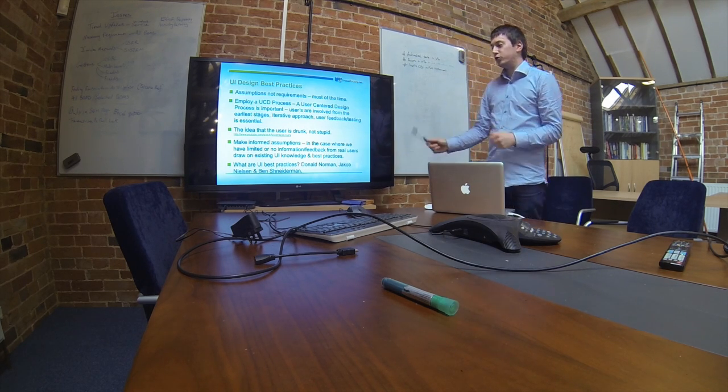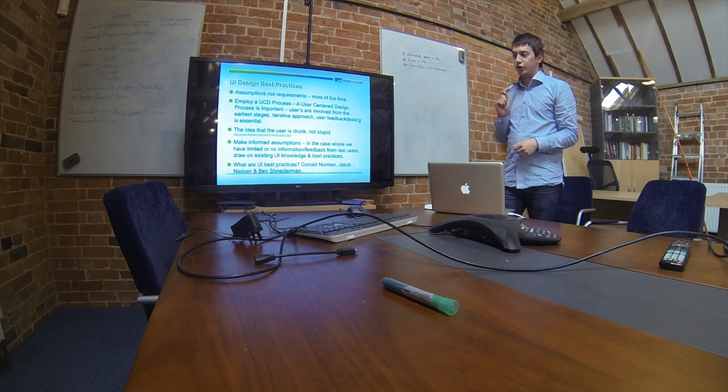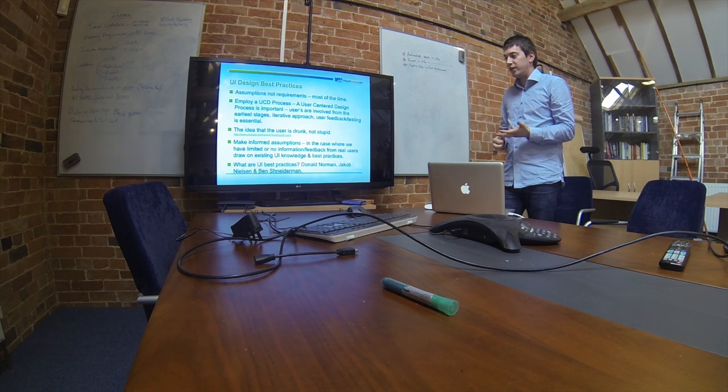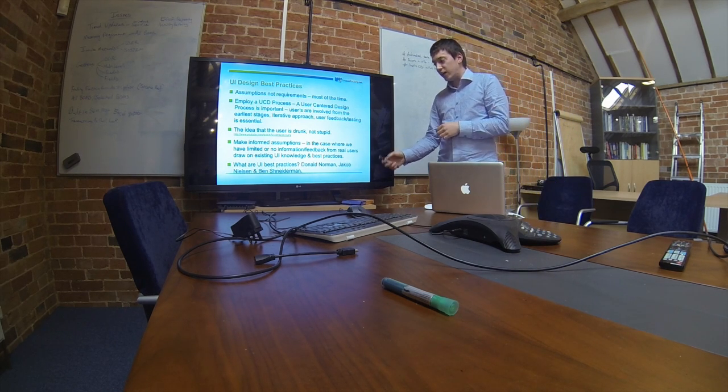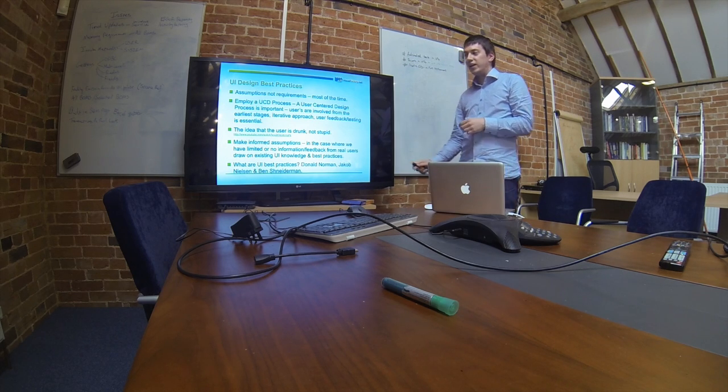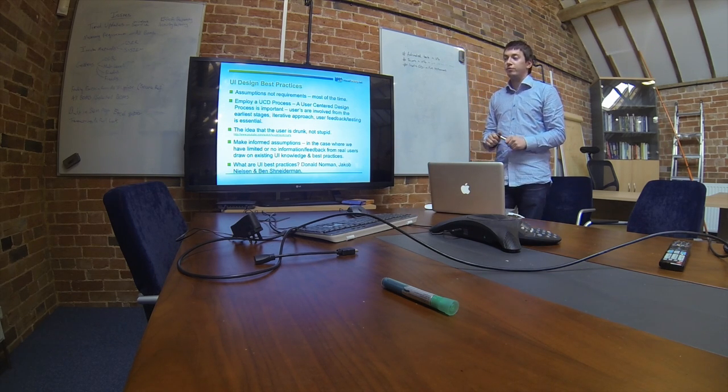Make well-informed assumptions about the UI. That's something we can do. So if we have limited or no information or feedback from real users, draw on existing UI knowledge and best practices. That's really important. So if we don't have any user feedback, we use best practices. Now, what are best practices?